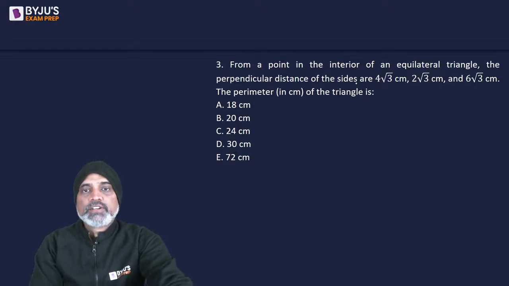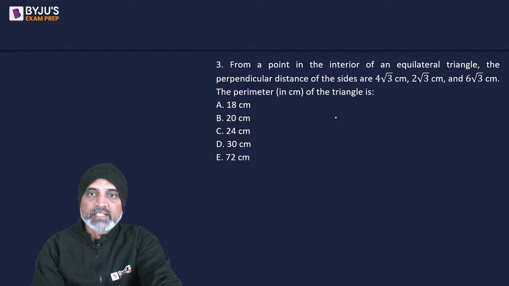Okay, next. From a point in the interior of an equilateral triangle, the perpendicular distances to the sides are 4 root 3, 2 root 3, and 6 root 3 centimeter. The perimeter of the triangle is.